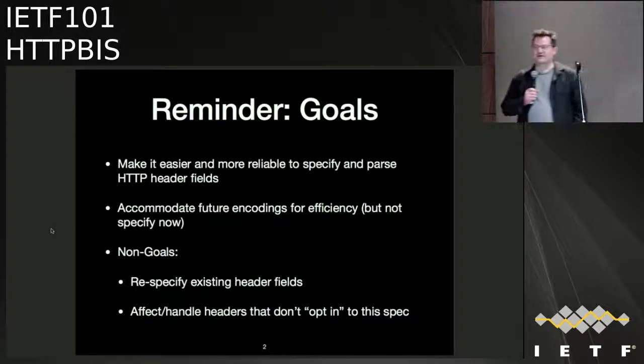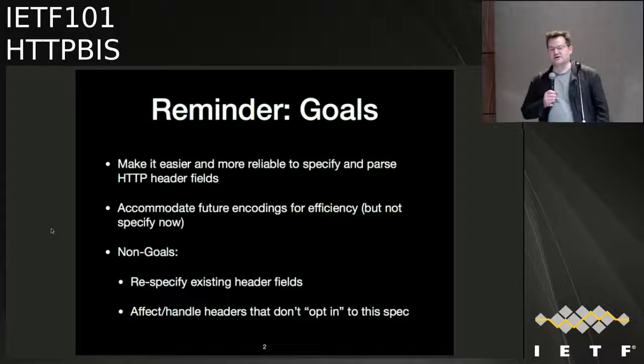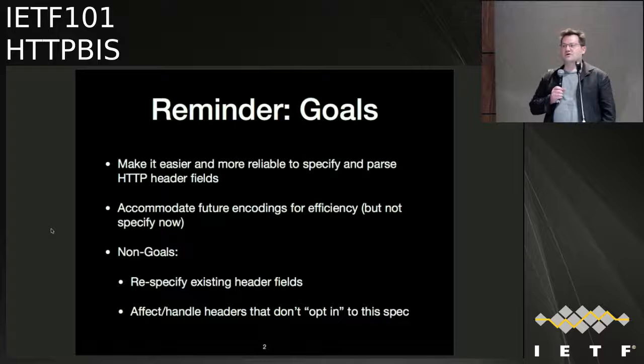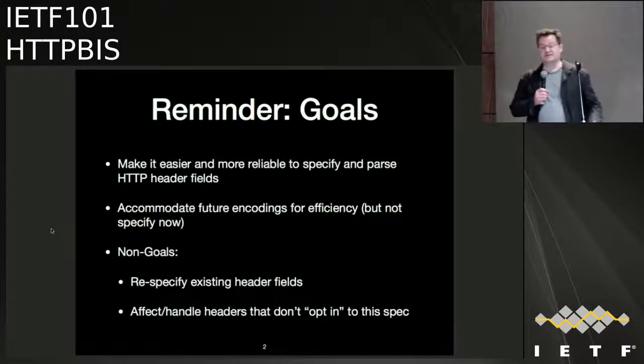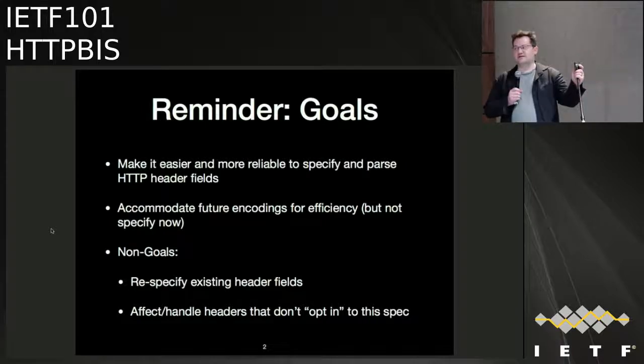A secondary goal is to accommodate future encodings for efficiency. Once we have a data model for structured HTTP headers, then we can express that data model in different ways, which means maybe a future version of HTTP could have a more efficient encoding on the wire, especially for things like binary content. The non-goals: we don't want to respecify the syntax or the parsing of existing HTTP header fields. That is too fraught with danger. And we don't want to affect or handle any headers that don't explicitly opt into using the specification.